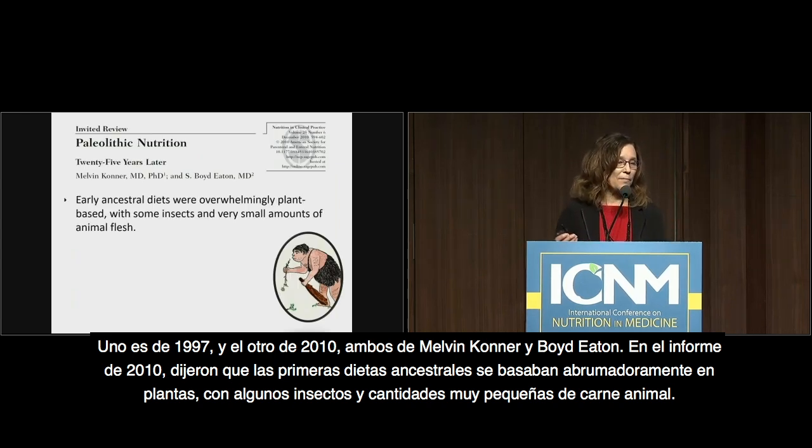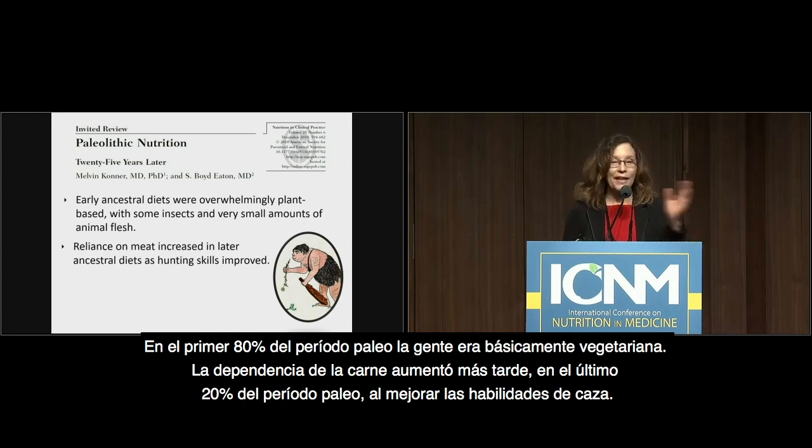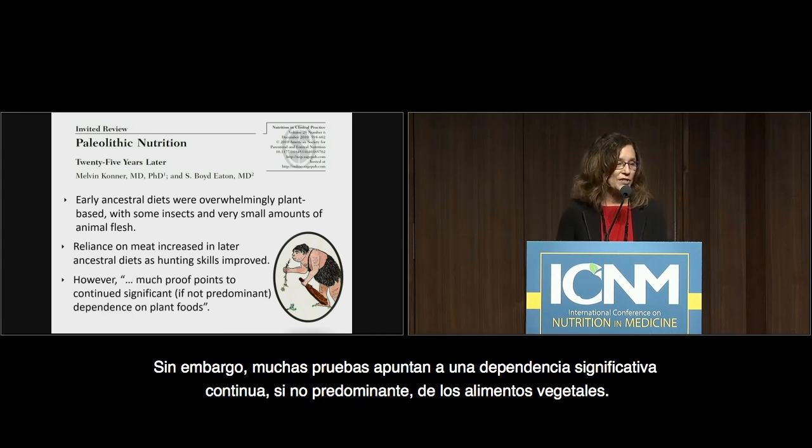And in the 2010 paper, they said early ancestral diets were overwhelmingly plant-based, with some insects and very small amounts of animal flesh. First 80% of the Paleo period, people were basically vegetarian. Reliance on meat increased later, the last 20% of the Paleo period, as hunting skills improved. However, much proof points to continued, significant, if not predominant, dependence on plant foods.